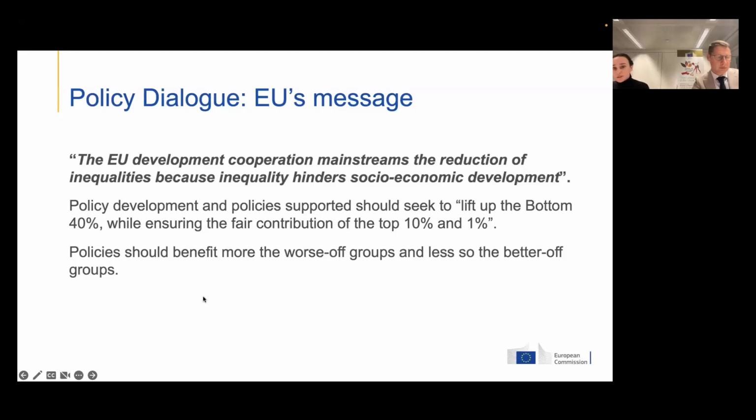In the concept of the bottom 40%, the top 10% and 1% is not explicitly mentioned. It was a question that was raised during the first session. And why? Because we know that it is a sensitive subject, and the people to whom you will talk are often part of the 10% and the 1%. So indeed, it's easier to begin with this bottom 40% approach, very related to poverty eradication, that could be easier to convey. But after that, to really make the point that inequality is not only about that, it's also multidimensional and intersectional, and also a relative concept, taking into account the differences between the bottom 40% and the top 10%. So policy should benefit more the worst-off groups and less so the better-off groups.